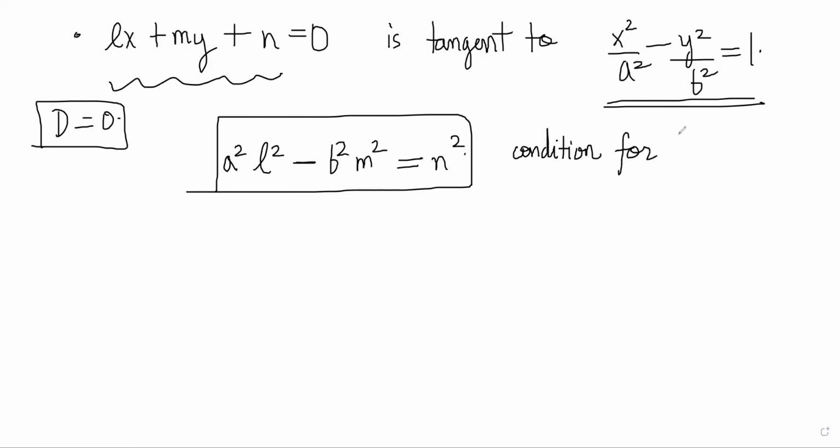Remember, for ellipse, it was a square l square plus b square m square is equal to n square. Even if you don't remember, it is going to be fine. But if you remember it, it will be faster for you in problems, right? So these are things that you need to know.